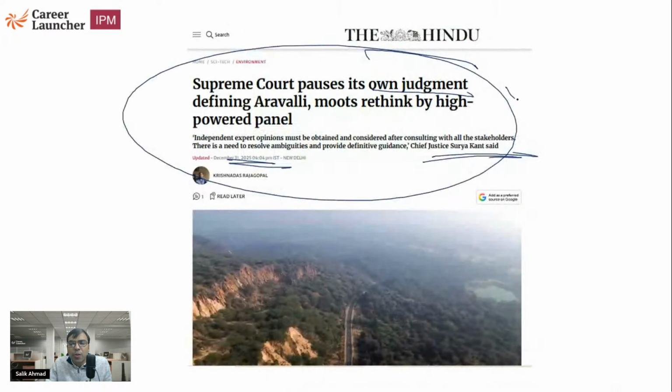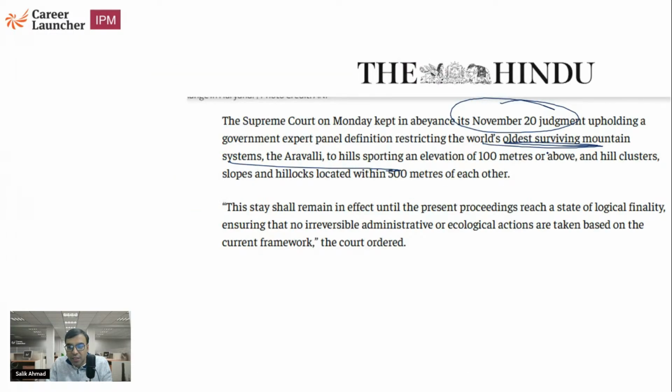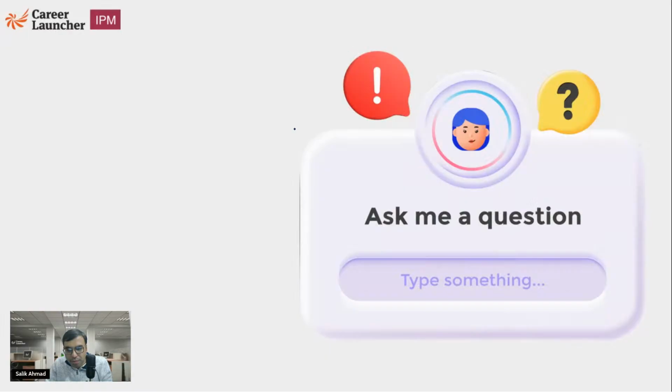खैर, later on the Supreme Court stayed its own judgment, which had previously accepted the definition of Aravallis, but now the Supreme Court has stayed it. तो पुराने वाले जजमेंट को स्टे कर दिया, रोक लगा दी सुप्रीम कोर्ट ने. जो पहले उन्होंने एक्सेप्ट कर लिया था वो पुराना डेफिनेशन, 100 मीटर हाइट वाला और 500 मीटर का, अगर गैप होगा तो फिर उसको उसका पार्ट नहीं माना जाएगा.